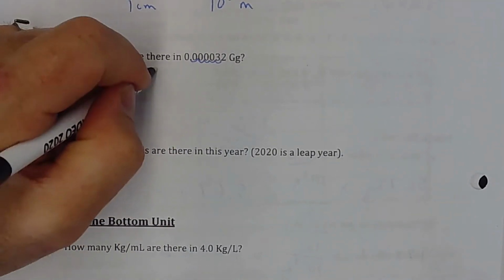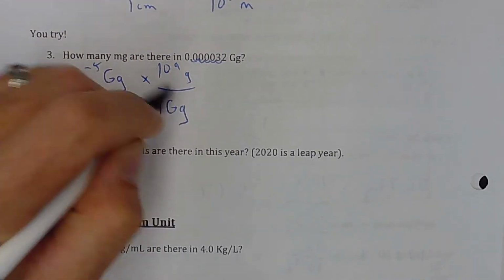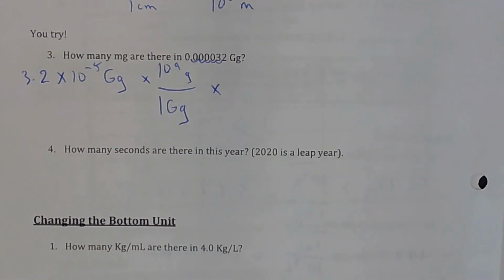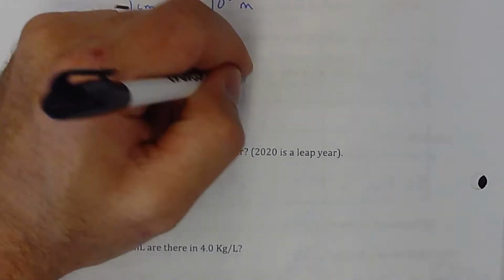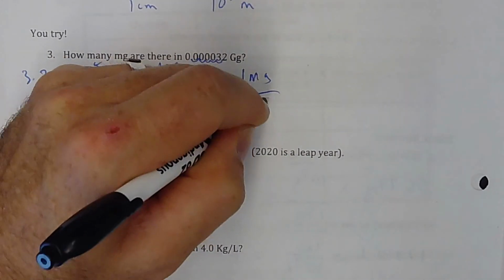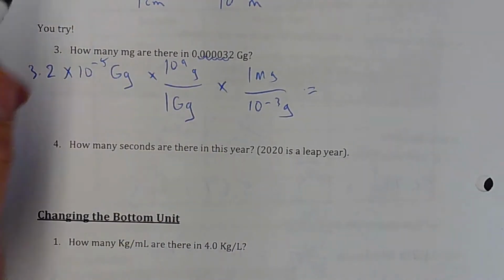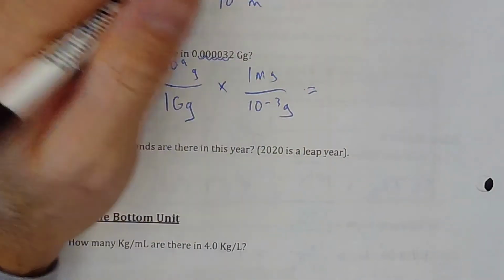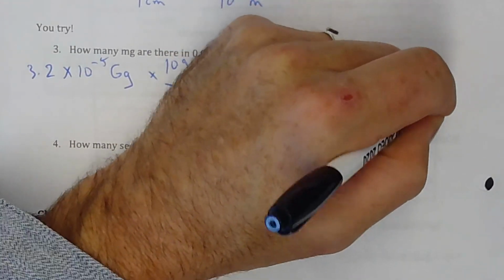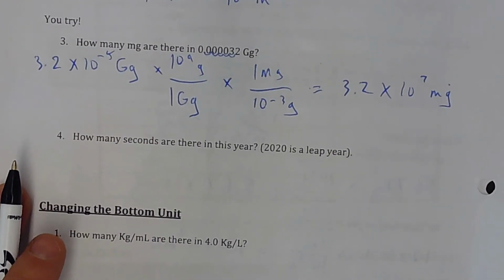All right, and then we got 10 to the 9 grams over 1 gigagram. Then we're going to go from grams to milligrams. So 1 milligram is 10 to the minus 3 grams. All right, so 5 and 9 is 4. Minus negative 3 is 7, so we got 3.2 times 10 to the 7 milligrams. I can use my calculator too, but I'm just doing power laws because it's fairly straightforward.